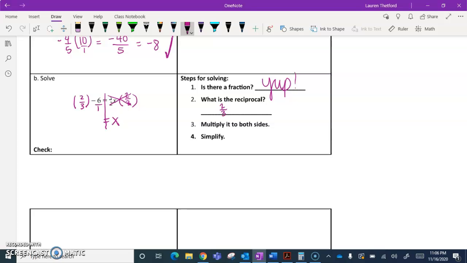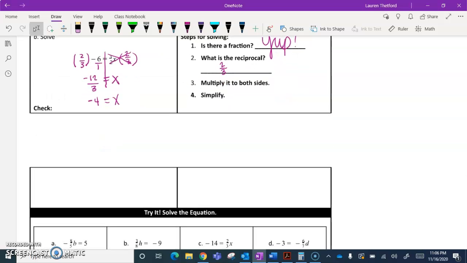Negative 6 times 2 gives me negative 12. 3 times 1 gives me 3. 12 divided by 3 gives me 4, and it's going to be negative because negative divided by a positive gives me a negative. So I get negative 4 equals x.